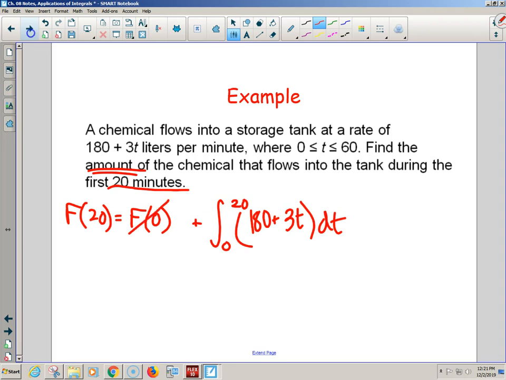Now why am I just going to cross that out and say forget it? I've done the math, but what does it say about the chemical flow? It started flowing at 0, right? If it started flowing at 0, and if they're asking how much flowed, is there any initial for me to worry about? No. It was 0 to begin with. Exactly.